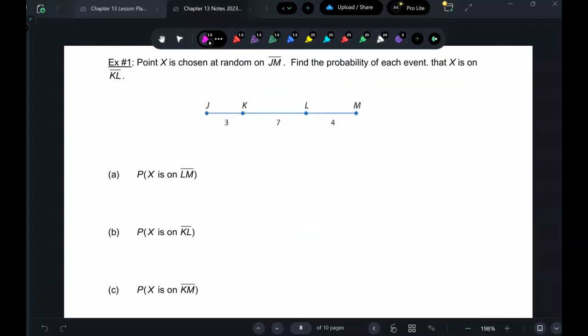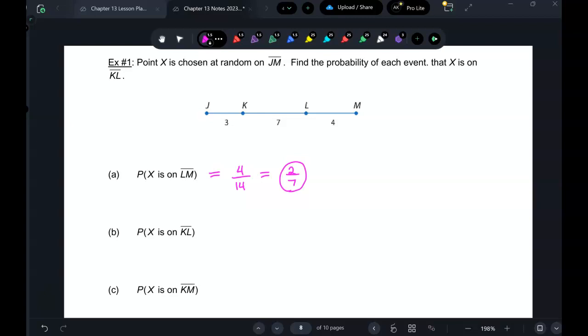Okay, so here we have this line segment, and point X is chosen at random on the whole line segment JM. What's the probability of each event? So X is on LM. So LM is 4 over 14. And for all of these probabilities, we're either going to keep it as a simplified ratio, or we can change it to a decimal rounded to the hundredths place, so that we can reduce it to 2/7.